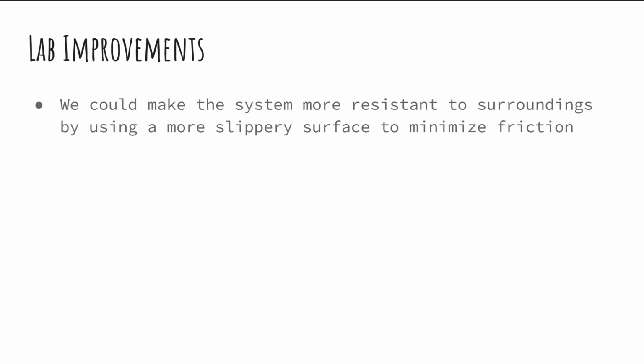We can improve the lab by making the system more resistant to the surroundings, by using maybe a slippery surface to minimize friction, or any other types of surfaces, and minimize any surrounding effects on the system.